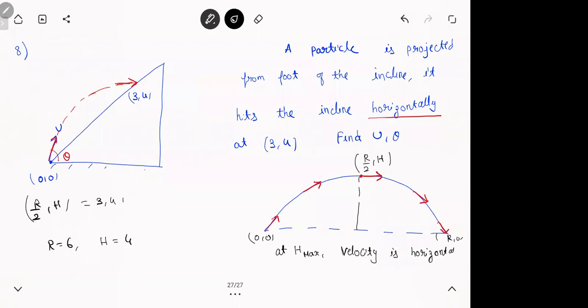So during a projectile motion, the only place where it becomes horizontal is the highest point. That means the point given should be the H max. And once you got that, then it is just a matter of putting the equation and solving. What is the range formula? U square sine 2 theta by g. H max formula: U square sine square theta by 2g.